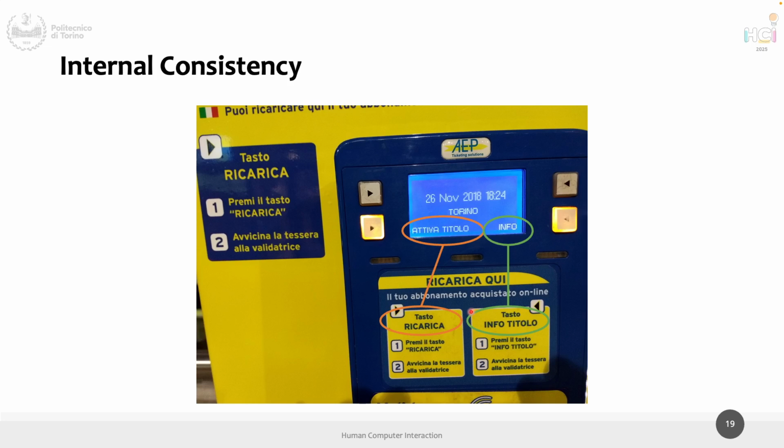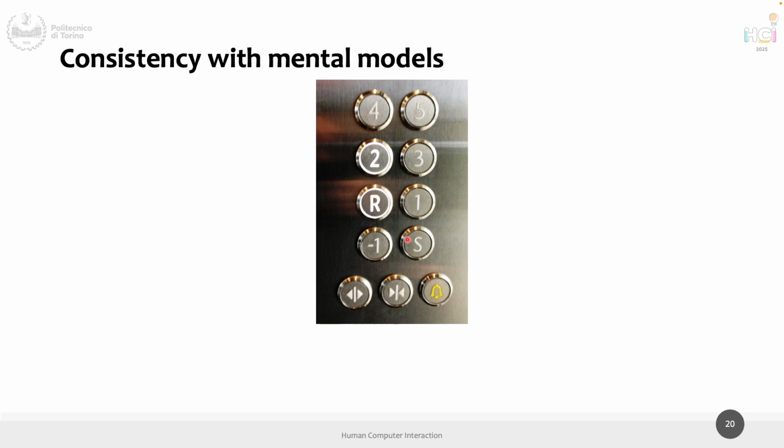If you are in a rush, you say, okay, I need to look for the "ricarica" button. There is no "ricarica" button, so what do I do? And you can try and press things until it works. That's a solution, but still it is not a good user interface. It's actually a very bad user interface, and they fixed it a little bit. It's not really fixed, but a little bit.